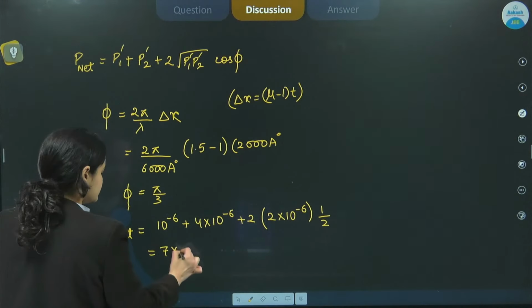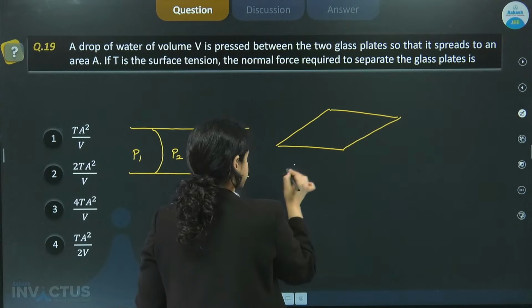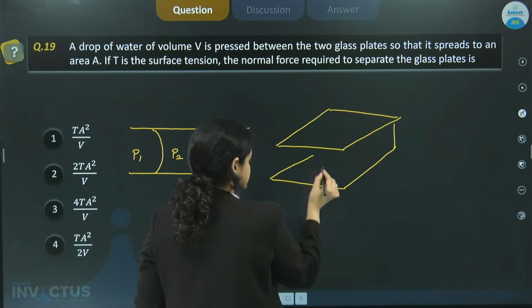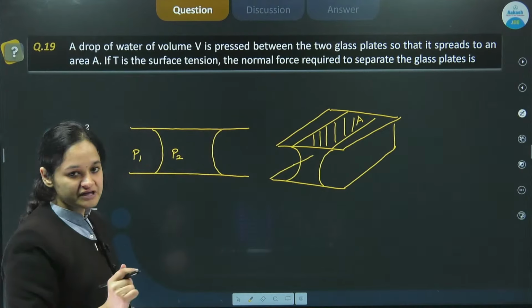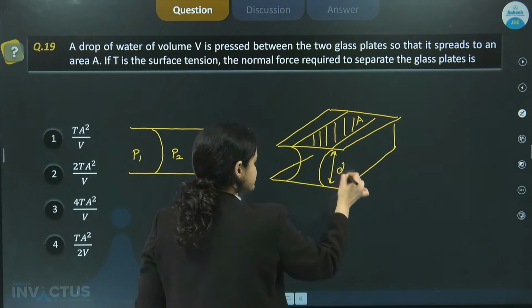Now see, ये जो plates हैं, ये कुछ इस तरह से होंगी. These are the plates which are present in this manner. ठीक है. और इनके बीच में there is a drop of water. ऐसे. The drop of water is like this, which is covering an area. ये वाला जो area दिया है, that is equal to A के बराबर. और पूरा volume is given as V. Alright. So I am considering this length to be suppose D के बराबर. ठीक है. और ये वाला जो length है, इसको मैं L के बराबर मान लेती हूँ.